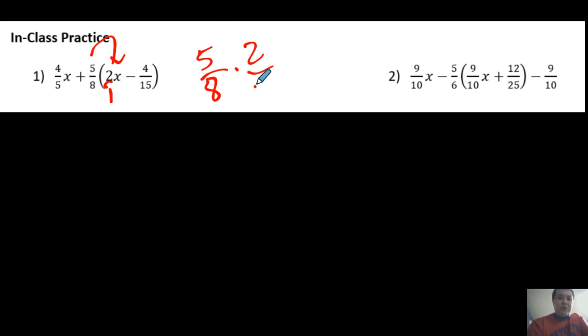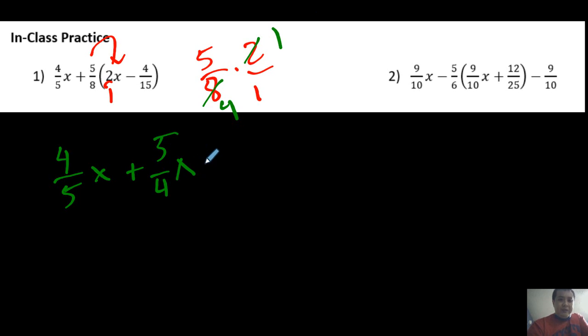times 2 over 1. We can cross cancel. 2 goes into 2 once. 2 goes into 8 4 times. We get 4/5 x plus 5/4, because we multiply across, x.